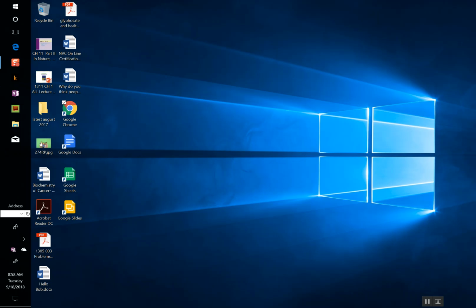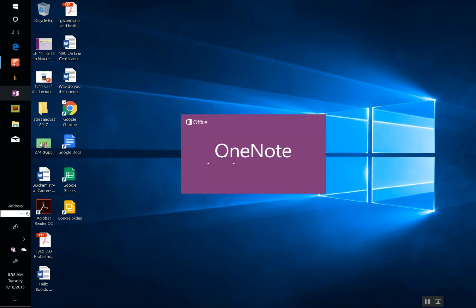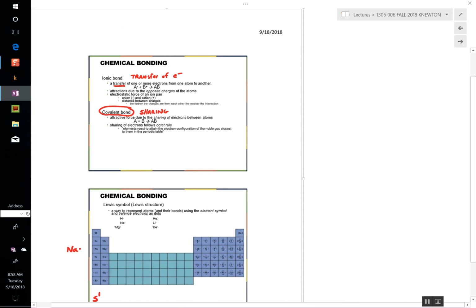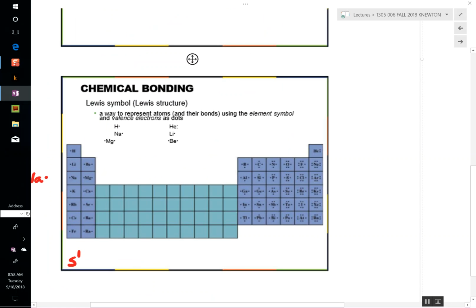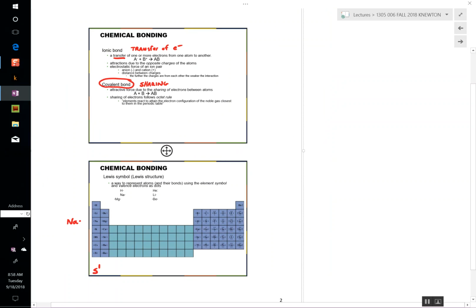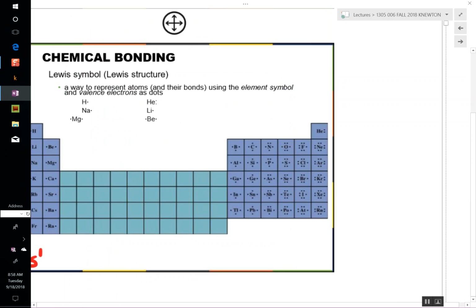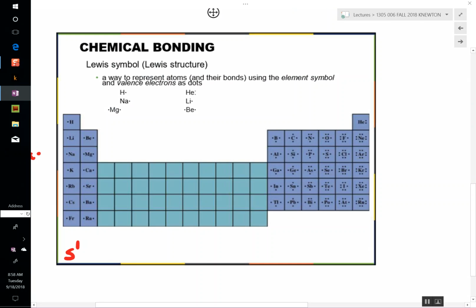How did that happen? What happened? I don't even know what I touched. There we go. Okay, now look at the alkaline earth. I'm sorry, these came in here two at a time. I know there's a way to avoid that.